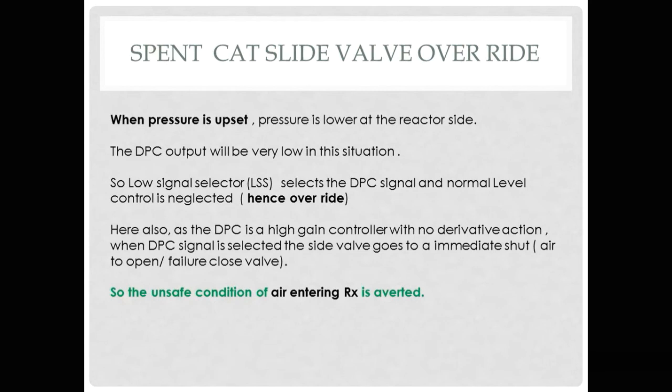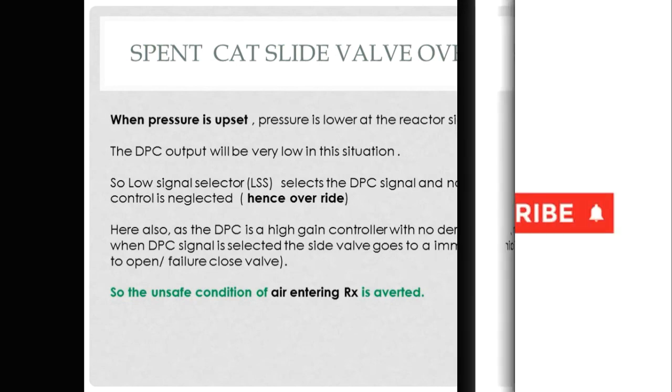When suddenly a pressure upset comes, the differential pressure reverses and there can be a chance of air entering the reactor. This differential pressure coming close to 0 will be immediately sensed by the differential pressure controller, and the output will suddenly go to 0. This output will be sensed by the low signal selector and it selects the 0 signal, and then all of a sudden the valve closes, averting a mishap in the plant.